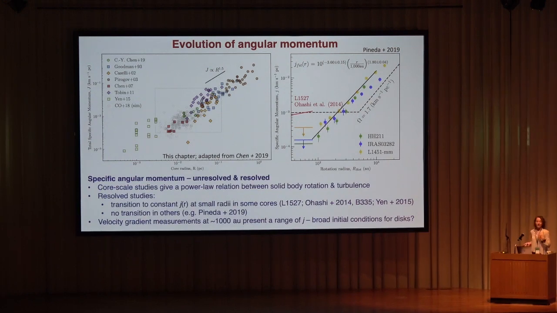And here there are just a few measurements, and we're starting to see, in some cases, that there is an observed transition where you move to a constant angular momentum. In other cores, and this is work by Pineda et al., we go down to very small radii and don't see any indication of a turnover yet. So again, this really plays a role. It's limiting where the class 0 protostellar disks are able to form and how big they can get. And velocity gradient measurements at somewhere around 1,000 AU present a range of actual specific angular momenta values, which suggests that there might be a broad initial set of conditions for disks.